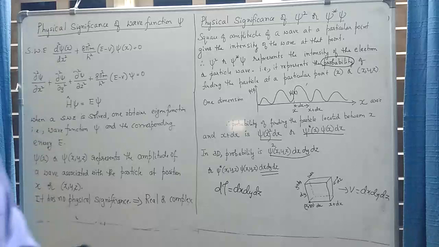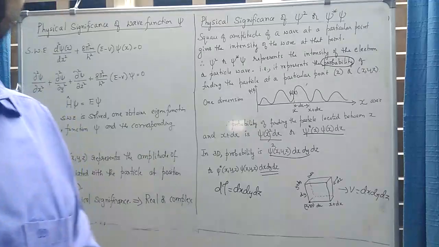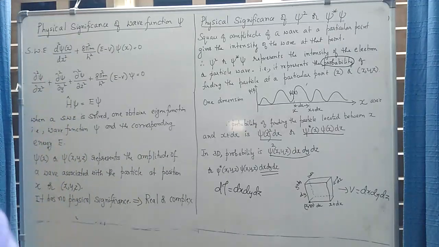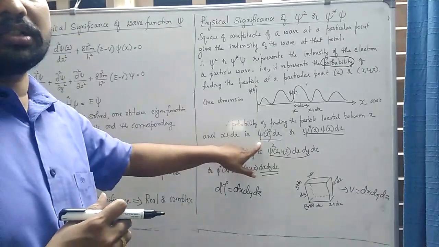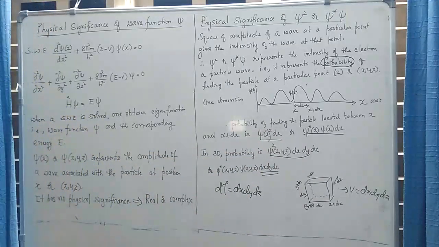Since we cannot tell the position of the electron correctly here, we have to speak in terms of the probability of finding the electron. And how to calculate the probability? I have already told you, psi square into dx if it is a real function, or psi star into psi into dx if it is a complex function. So this is the physical meaning of psi square or psi star into psi.